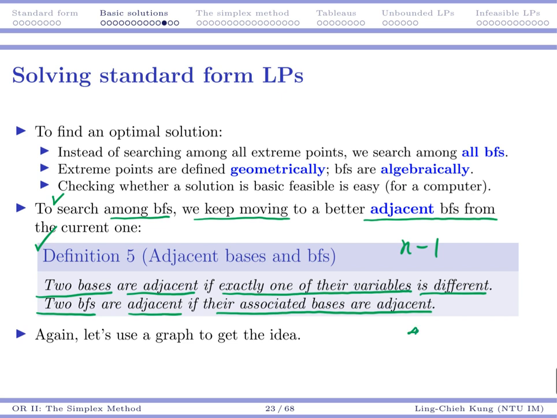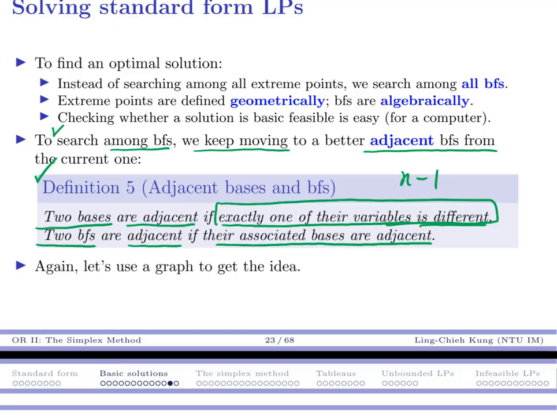So for example, if you are talking about these 4 extreme points, we know they have their corresponding basic feasible solutions. Then if this extreme point and that extreme point are adjacent, they look like neighbors, right? Then we will have exactly one of their variables being different. One thing to remind you is that we are talking about variables, not values.